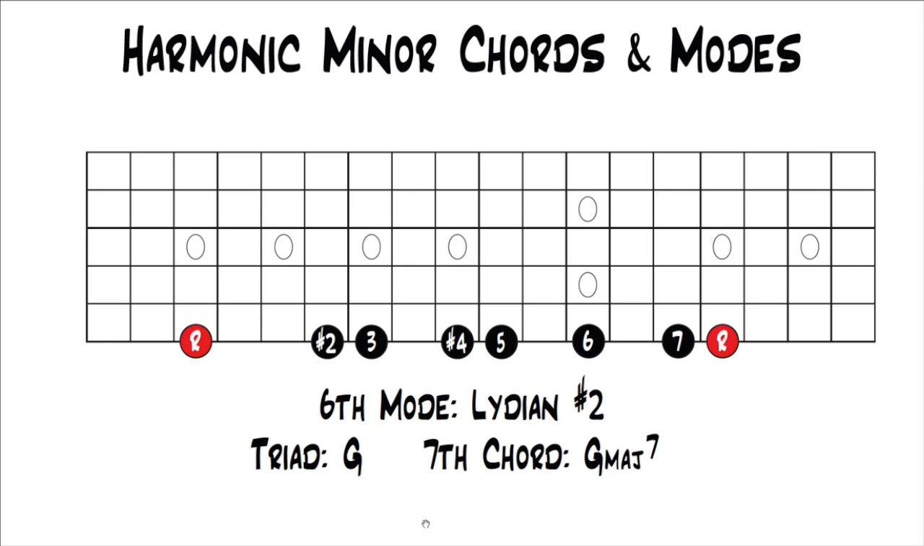And the chords you get from it, the triad, are major triad. The 7th chord is major 7. So in G, that'd be a G major or a G major 7.